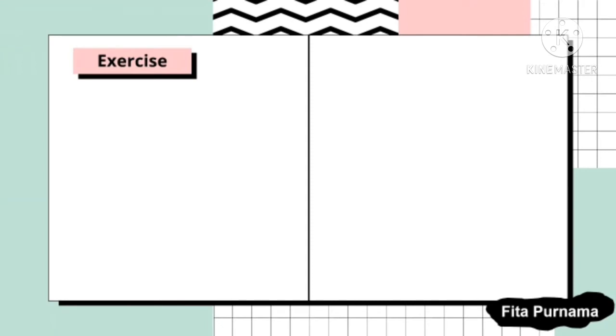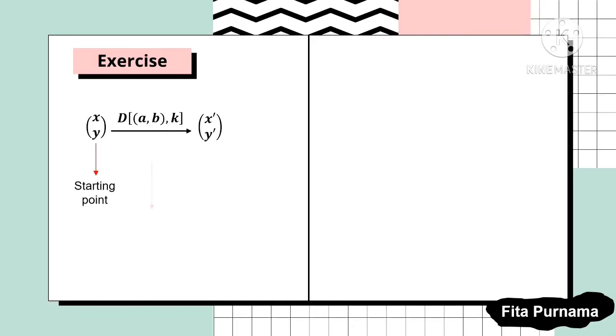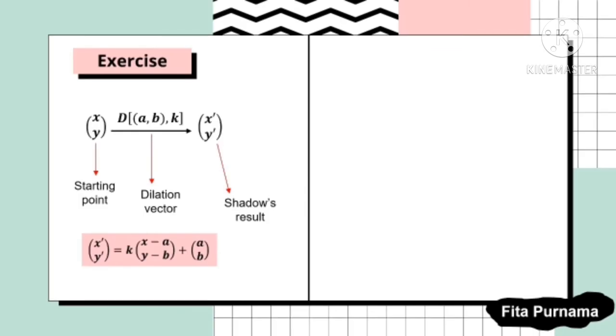Let's redo the exercise. Same as before, so this matrix is the starting point. The arrow over the D is the dilation vector with A, B as the center point of dilation. K is the scale factor and this matrix is the shadow or the result from dilation. As a reminder, I put the matrix from here. So now, let's take a look at the problem.